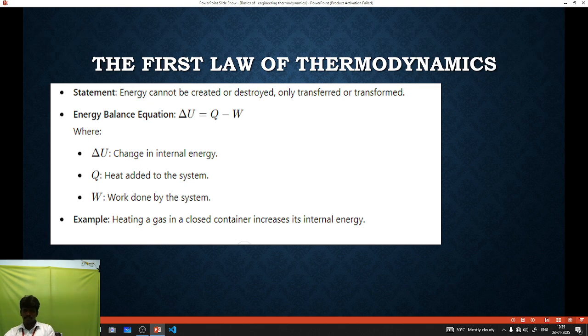Okay. Heating a gas in a closed container increases its internal energy. If we add heat, the internal energy will change. If we remove heat, the internal energy will also change. How will the work be done? Work done by the system or work given to the system, whatever it may be, the internal energy will change. The heat added or heat removed, the internal energy will change.